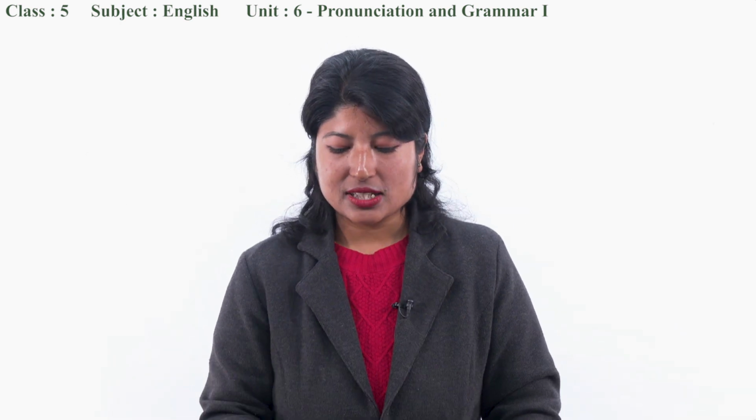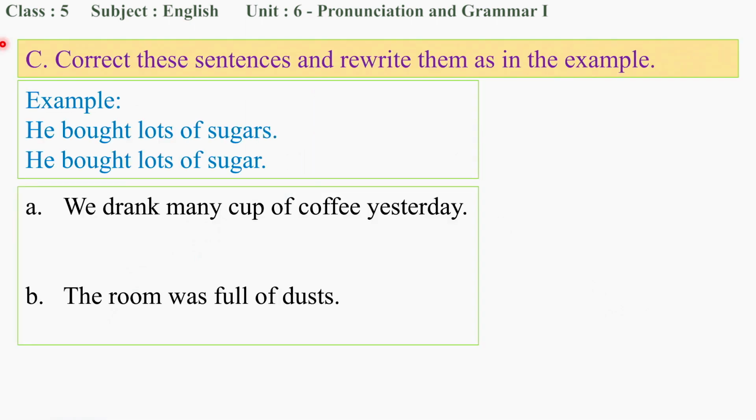What is there? Oh, here it goes. Correct these sentences and rewrite them as in the example. Example is here. He bought lots of sugars. So we don't say sugars as it is uncountable, right? So it is sugar only. He bought lots of sugar. Like that. Let's do this.